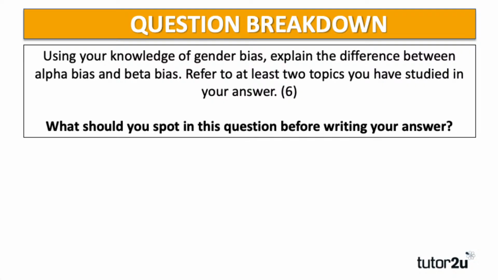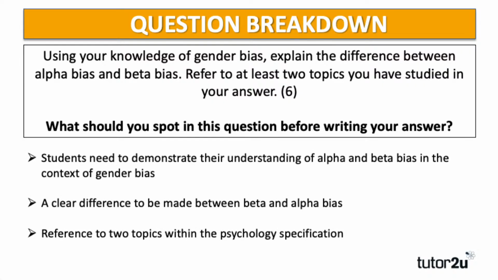You've been asked to explain the difference between alpha bias and beta bias, rather than just simply explaining what they are. And within that answer, you do need to be referring to 2 topics within the psychology specification. Okay, just quickly, what is the difference between alpha and beta bias? We said this at the start, didn't we, as well? What is the difference between them?